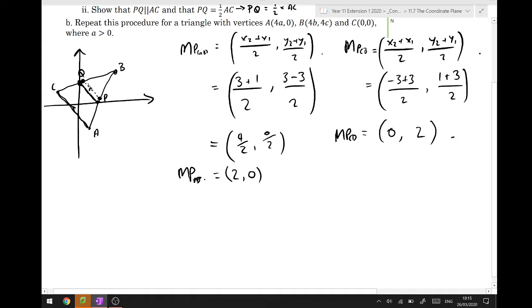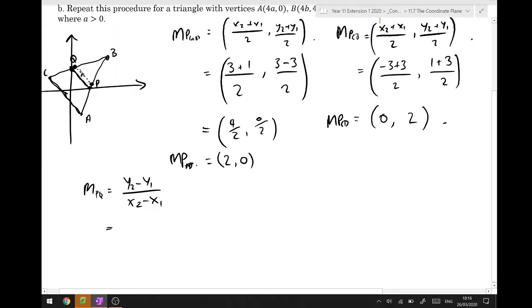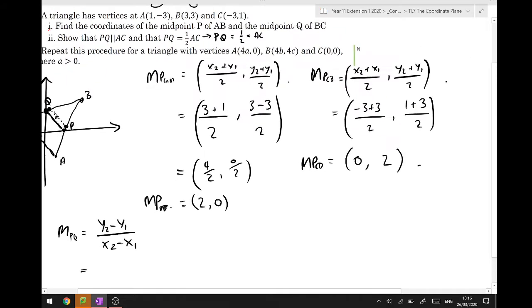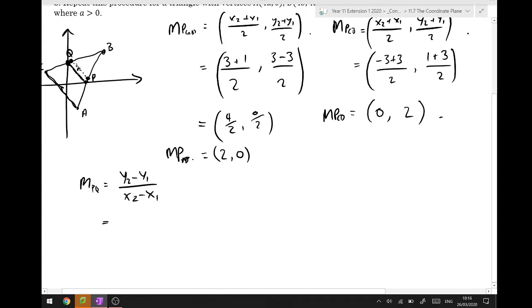Now to find the gradients when we're given 2 points, we just use the gradient formula. So M of PQ, notice it's not MP of PQ this time, it's just M of PQ. Sorry, I can't even say it: the gradient of PQ is y2 minus y1 over x2 minus x1. So using that one, our points are 2, 0 and 0, 2.